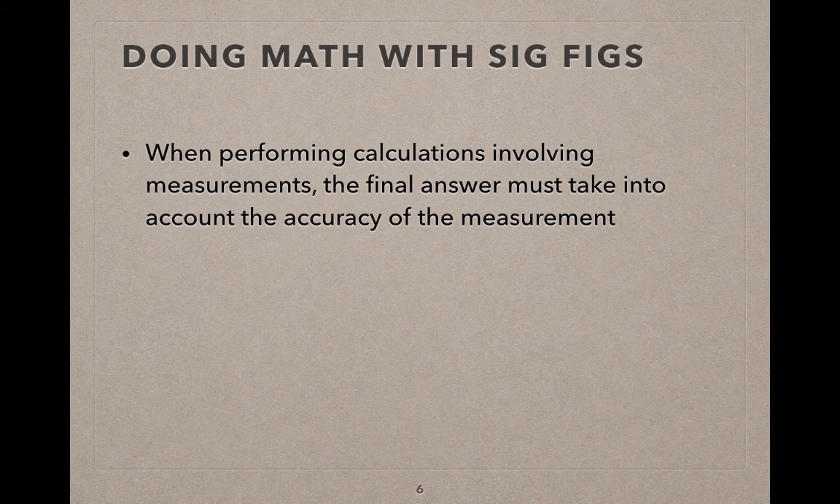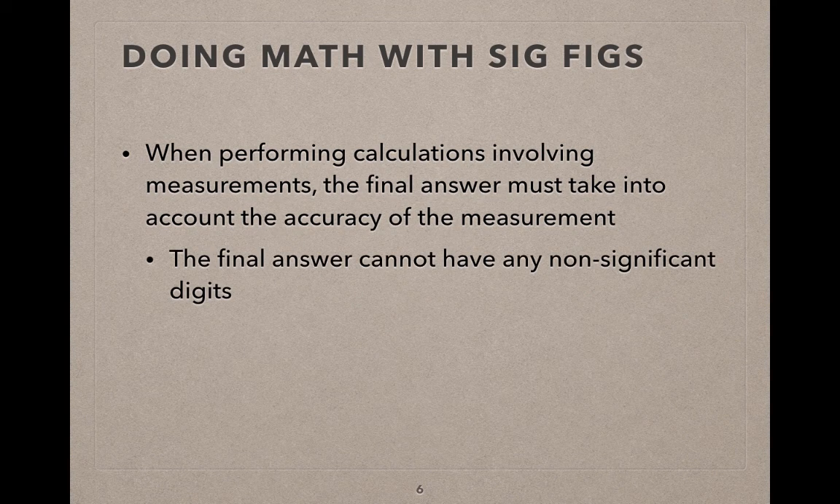Now, when we're doing math with significant digits, we do have to take into account the accuracy of the measurement and the number of significant figures in that measurement. Now, when we're looking at a final answer, the answer that we report cannot have any non-significant digits. This is a little different from maybe how you did calculations in a math class where you have certain rules to determine how many decimal places get reported. It's very different when we're doing math with measurements. We have to make sure that our final answer has only significant digits in it.